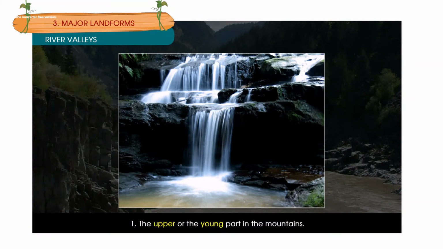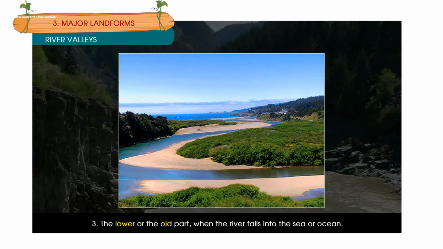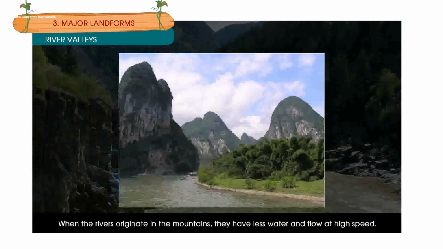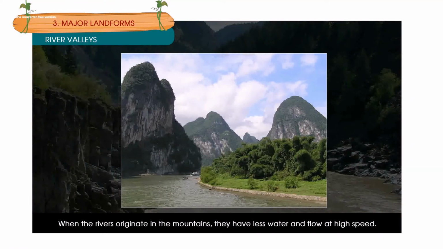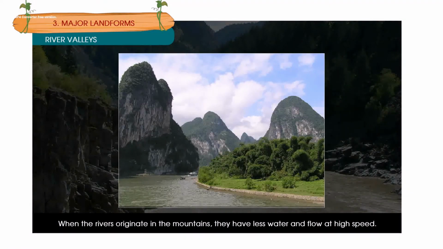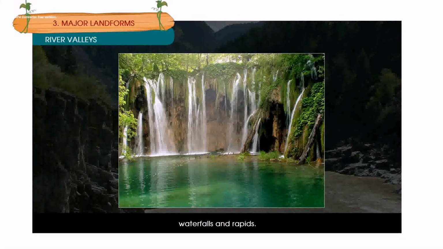1. The upper or the young part in the mountains. 2. The middle or the mature part in the plains. 3. The lower or the old part when the river falls into the sea or ocean. When the rivers originate in the mountains, they have less water and flow at high speed. The typical features of the upper course are canyons, waterfalls, and rapids.